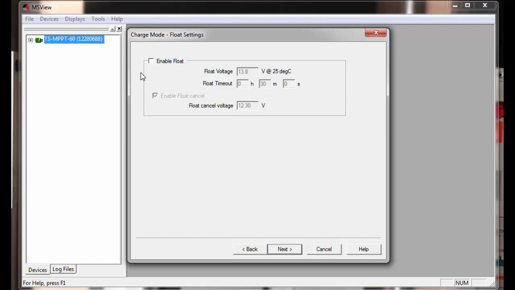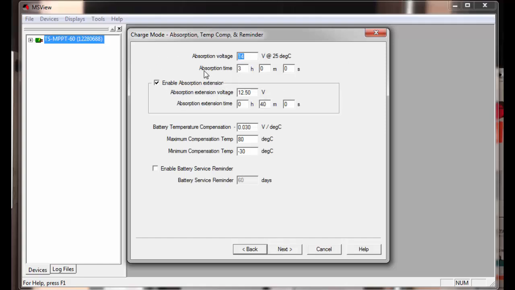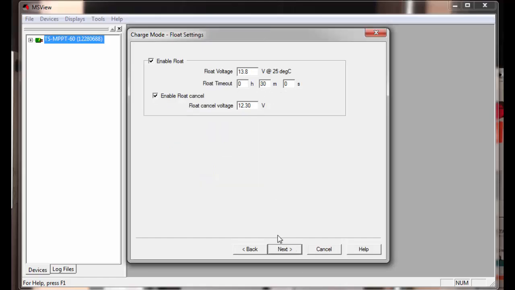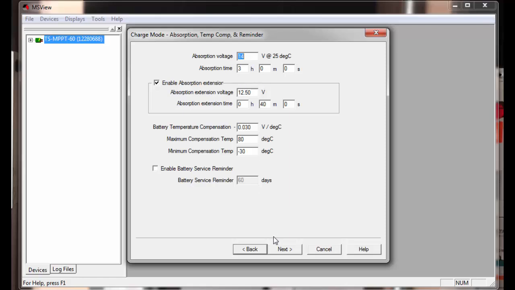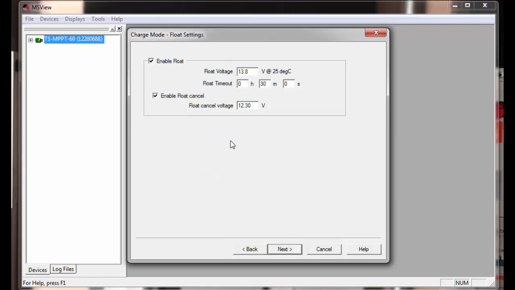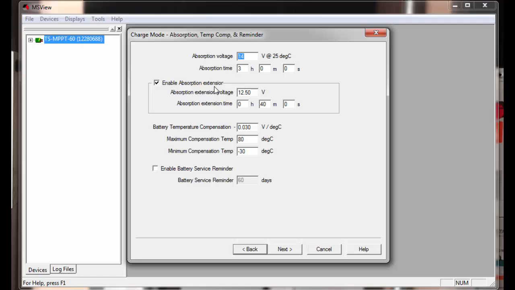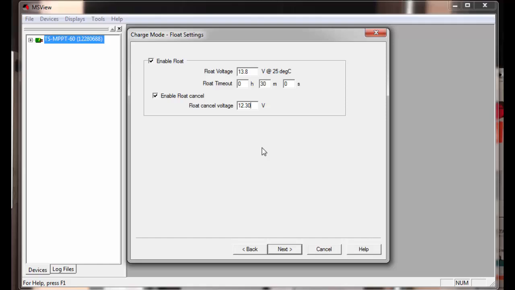Lithium batteries can stay in an absorption state all the time. In this state, it never really comes out of absorption into float on a daily basis. So these settings really don't matter if you don't have enable float, so your timing doesn't matter because it never really goes into float. It will just stay in absorption. And the enable float cancel is for when the batteries get discharged beyond the usual amount. So this setting is lower than you had for the enable absorption extension. This is when they get partially discharged, and this is when they get more significantly discharged, and you want to go through a full day of recovery the day after a very low state of charge.